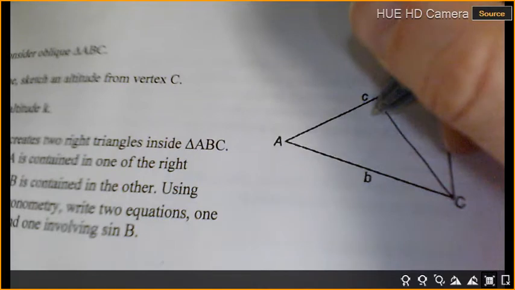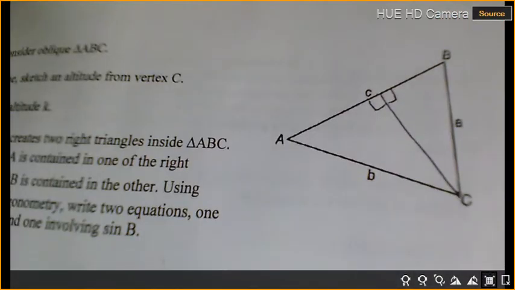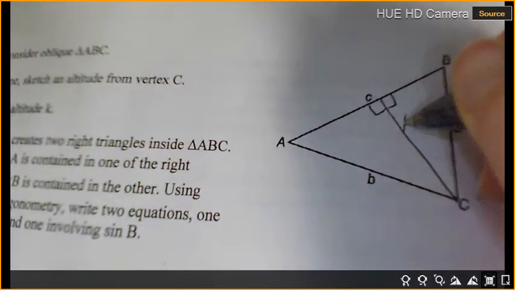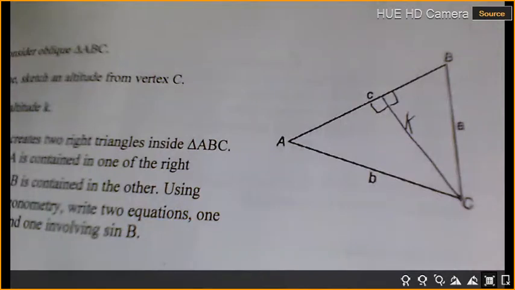Yep, always from one side to the other. That's my altitude. Altitudes meet the other side at 90 degrees. So far, so good. It should look really similar to the last one. We're going to label this side K. So far, so good? Okay.